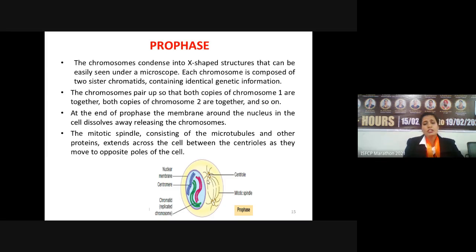After the disappearance of this membrane, the chromosomes will be released into the cell, and the mitotic spindle will also form. The mitotic spindle consists of microtubules and other proteins. It consists of a protein named tubulin. It extends across the cell between the centrioles. Here we can see the two centrioles from which these proteins extend, mainly tubulin proteins. And at the end of this phase, these centrioles will start moving opposite to one another.